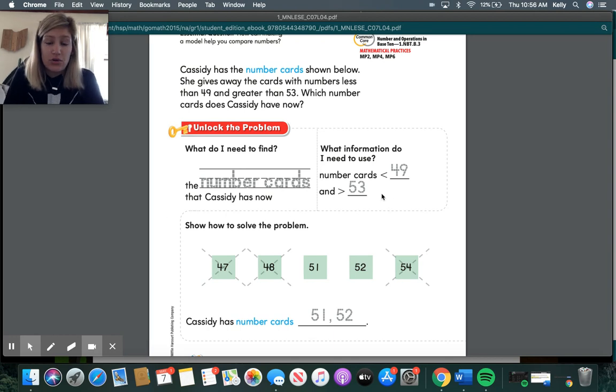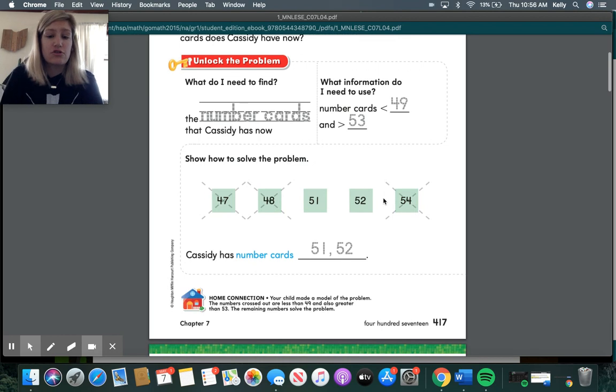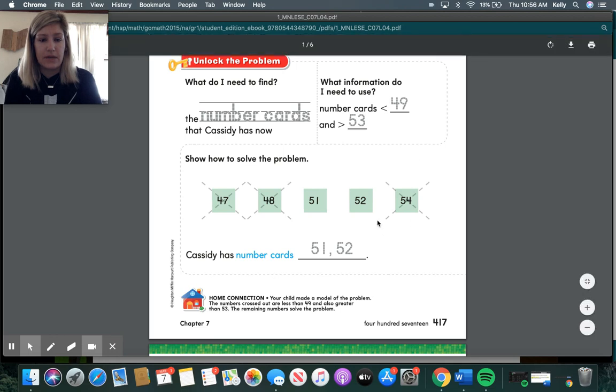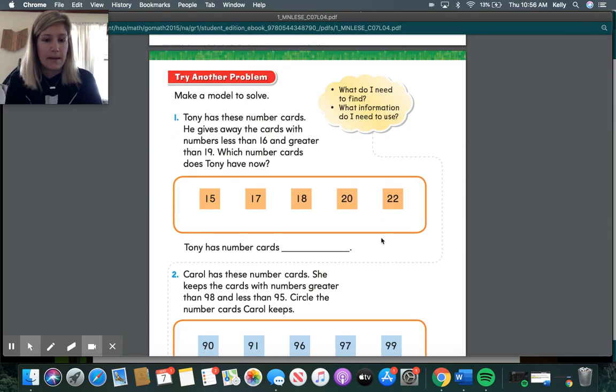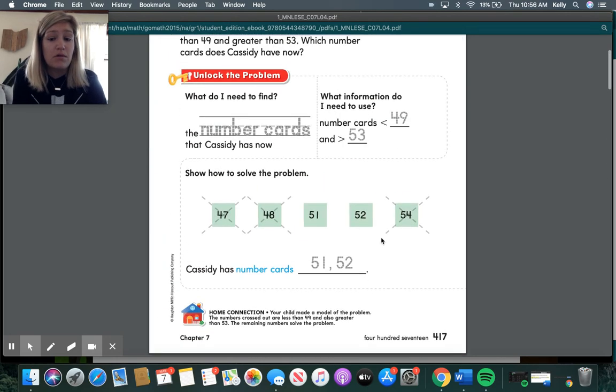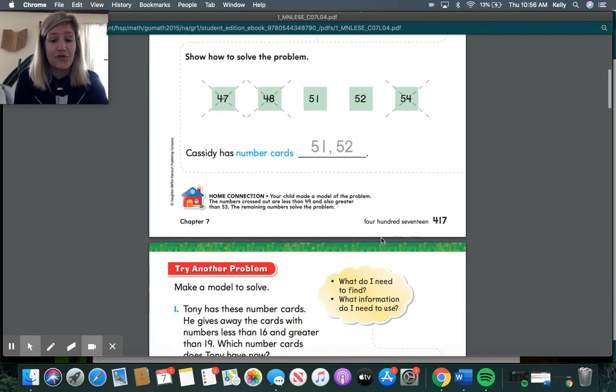What information do I need to use? Number cards greater than 49 and less than 53. And then they showed you how to solve the problem. So you can trace this first page. Now the next two pages are the same thing. You might need an adult to help you read the story problem. And you're going to be thinking through each one of these problems like the problem on page 417.